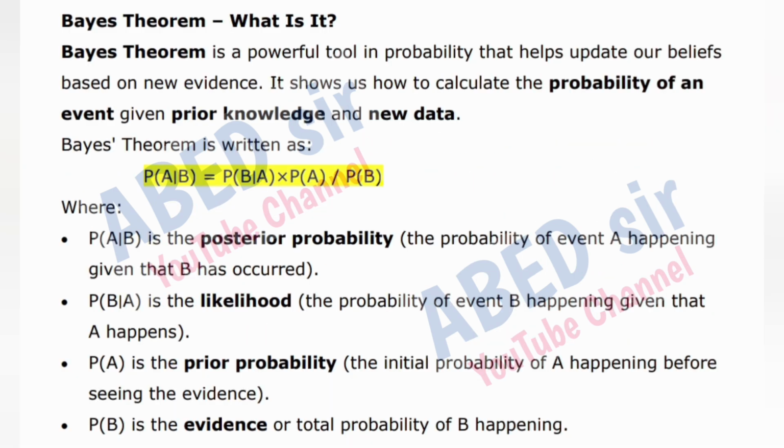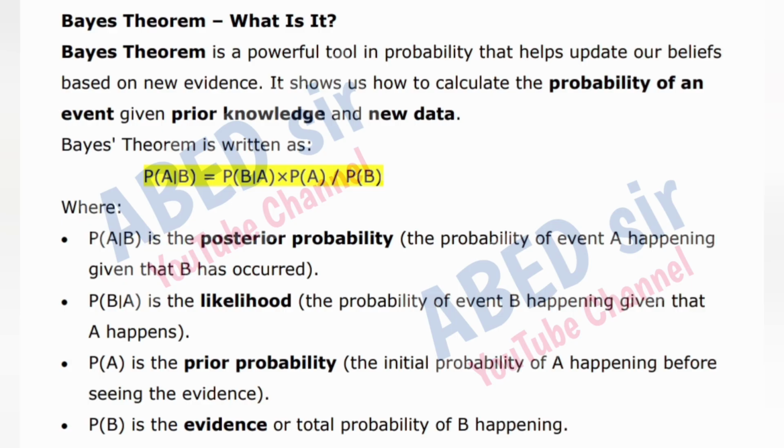Bayes theorem, what is it? Bayes theorem is a powerful tool in probability that helps update our beliefs based on new evidence. It shows us how to calculate the probability of an event given prior knowledge and new data.